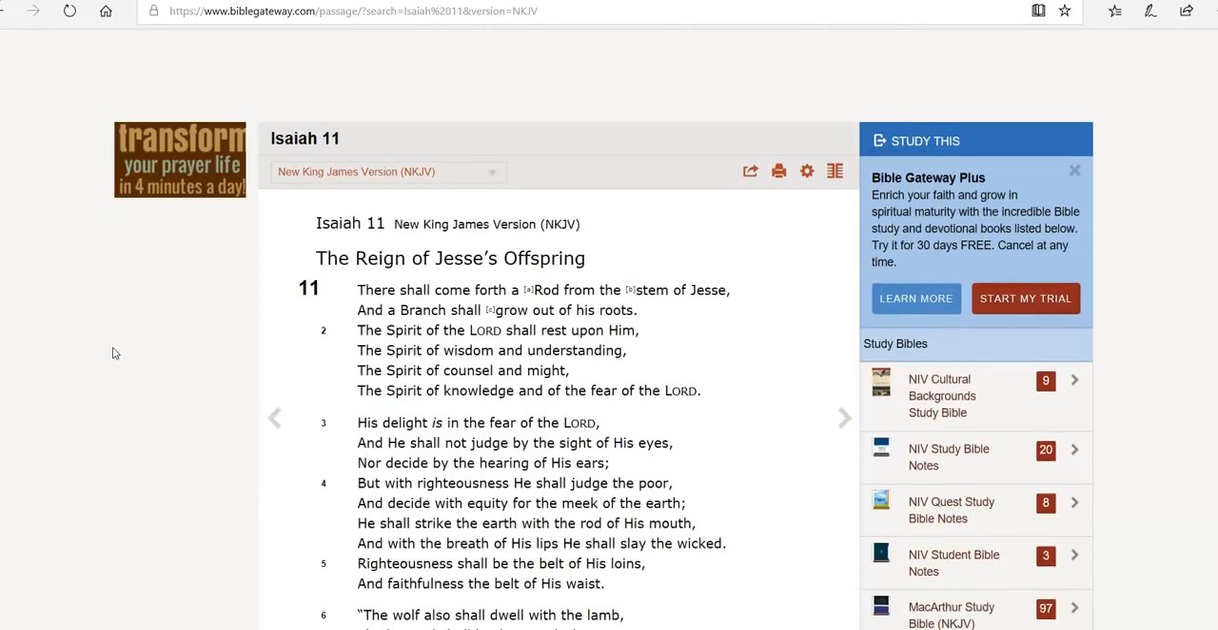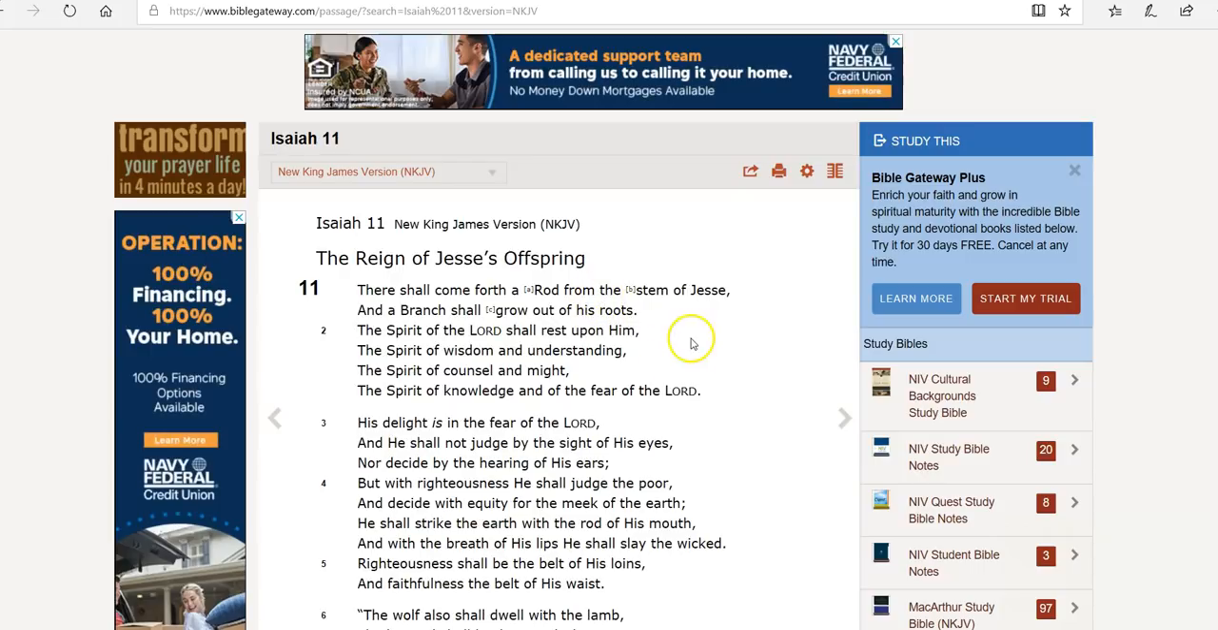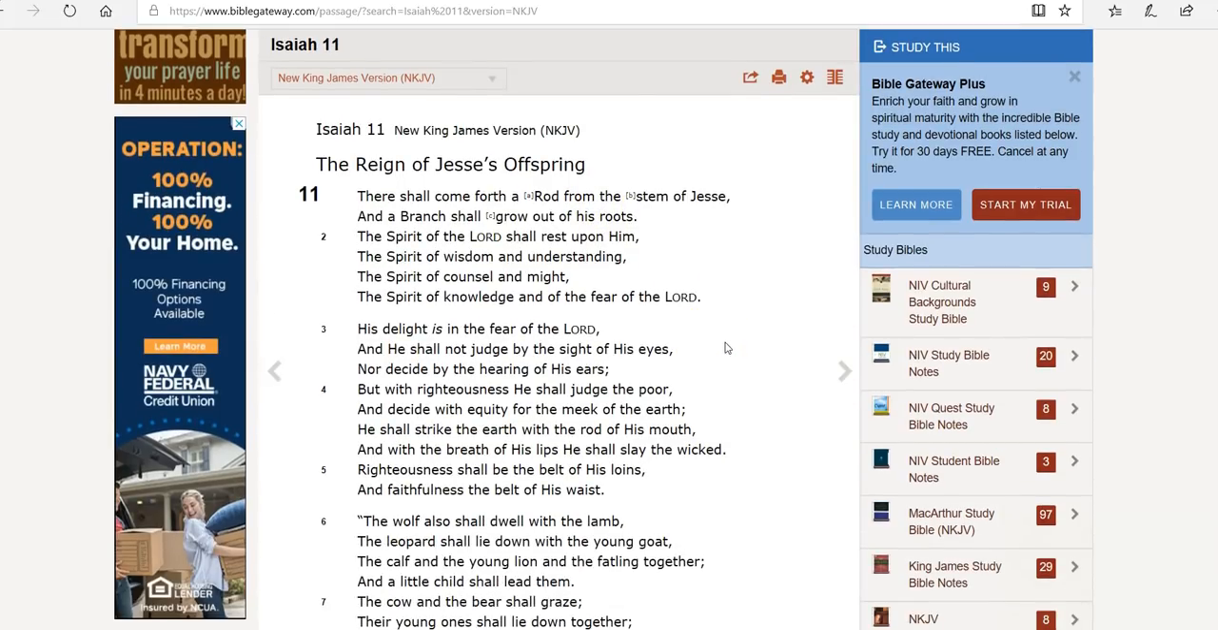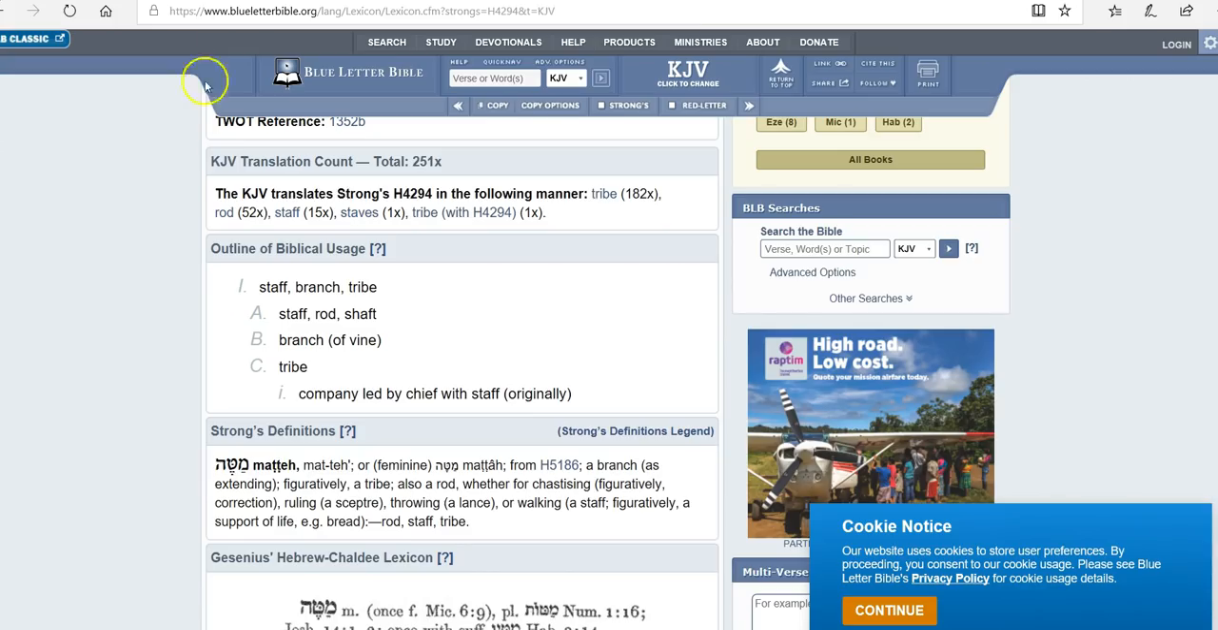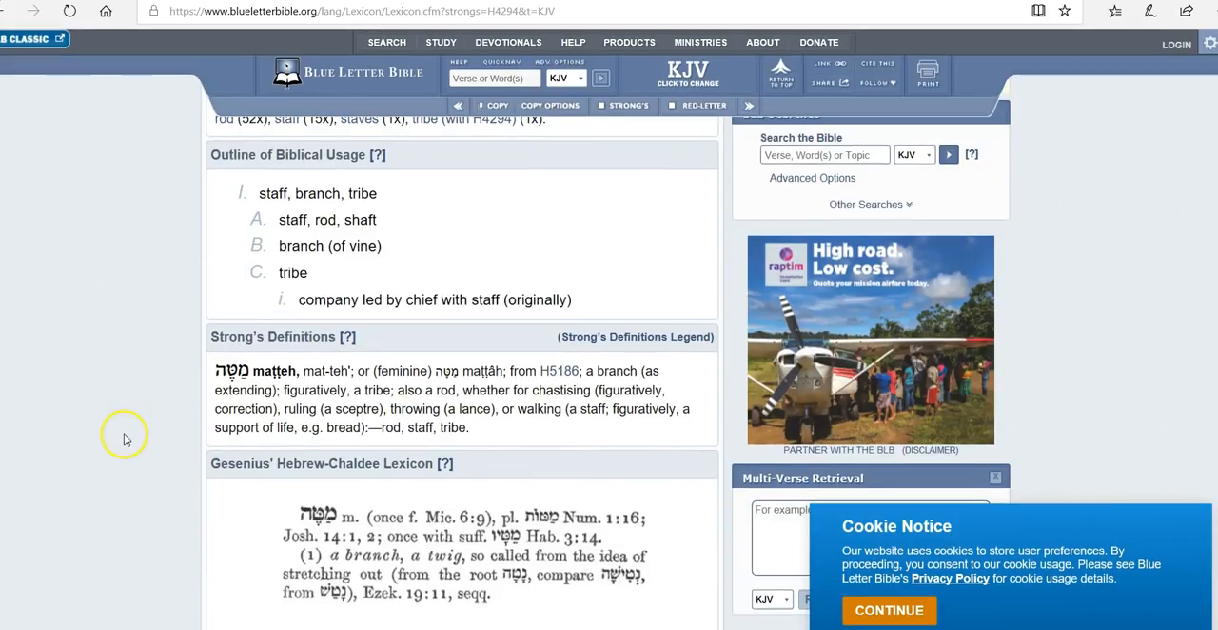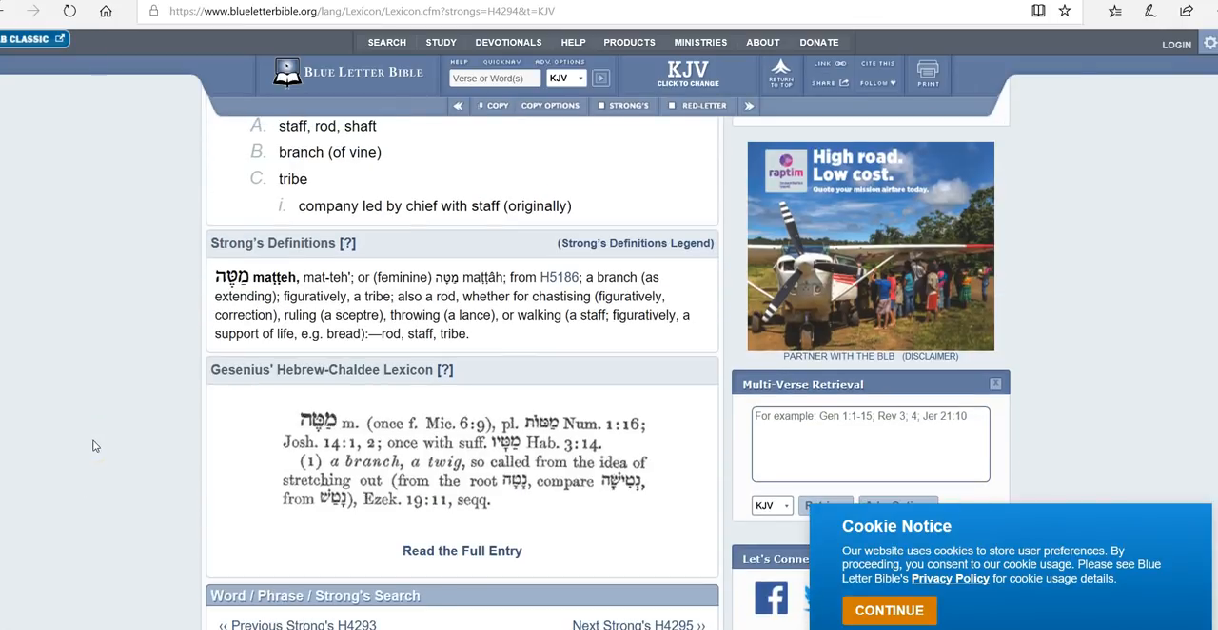What's it say? There shall come forth a rod from the stem of Jesse, and a branch will grow out of its roots. Okay. The Spirit of the Lord shall rest upon him, the Spirit of wisdom and understanding, counsel and might, knowledge, and the fear of the Lord. Okay, so this is where my mind went to. Guys, let's also look down here. A branch, figure, a tribe, also a rod, whether for chastening, ruling like a scepter. Okay, now we just saw that word. Throwing a lance or walking like a walking staff, support of life, but rod, staff, tribe.